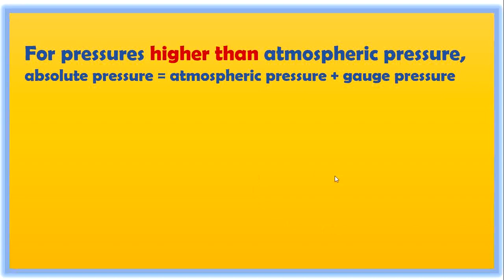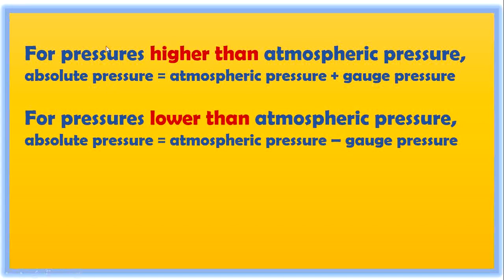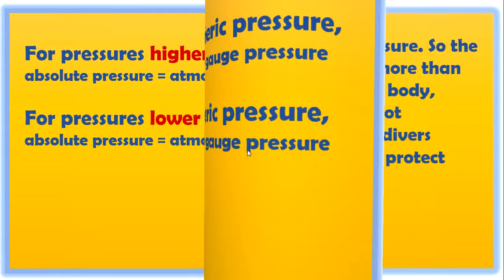Suppose the pressure is higher than the atmospheric pressure, how can we calculate the absolute pressure? We can calculate the absolute pressure by adding atmospheric pressure and gauge pressure. For pressure lower than atmospheric pressure, how can we calculate absolute pressure? It is the difference between atmospheric pressure and gauge pressure.